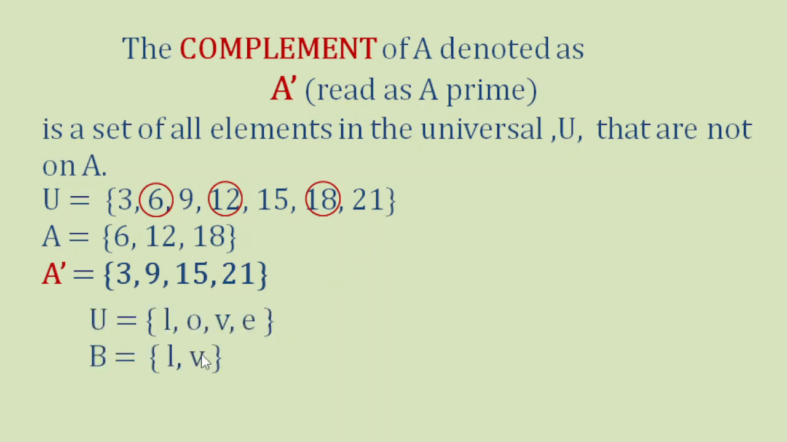Let's do another one. The elements of U are LOVE. The elements of B are LV. So, what are the elements of B prime? Again, these elements of B, L and V, will be removed from U. So, the elements for B prime are O and E.